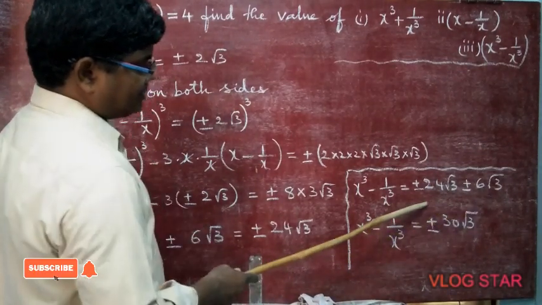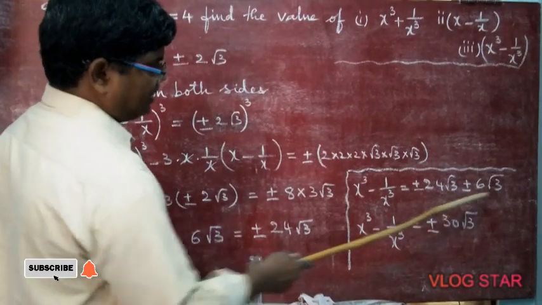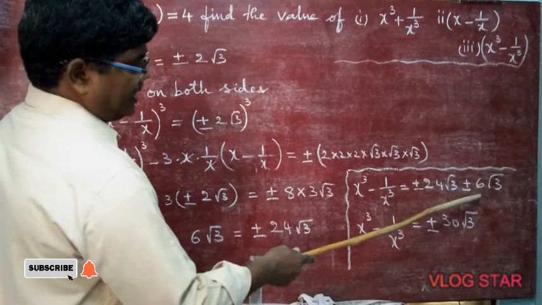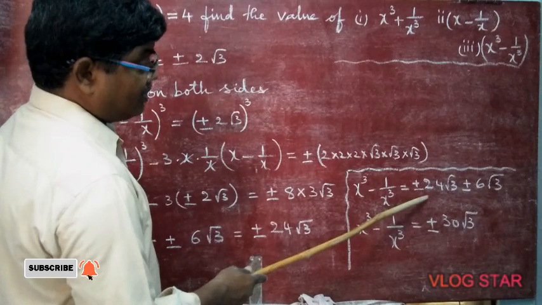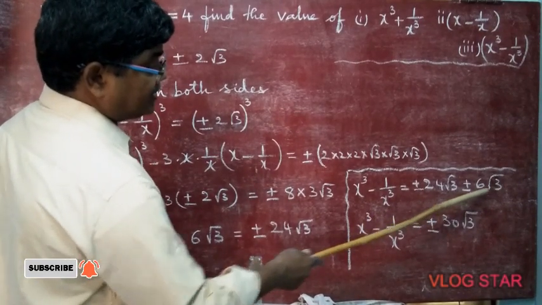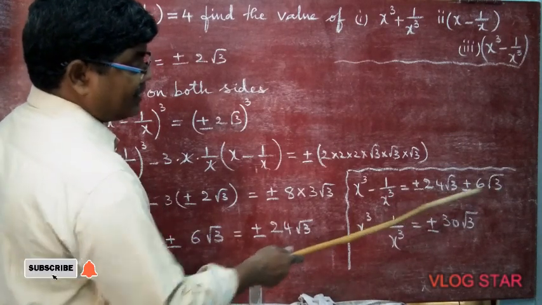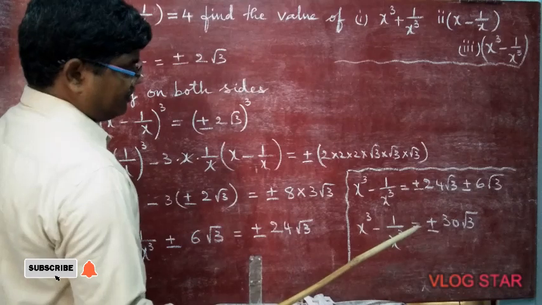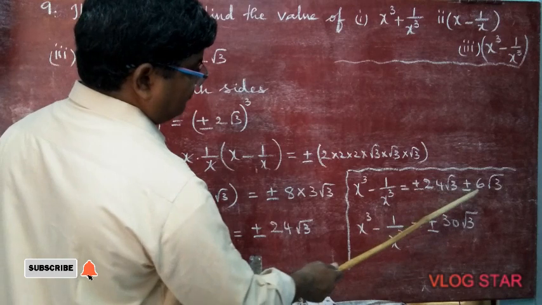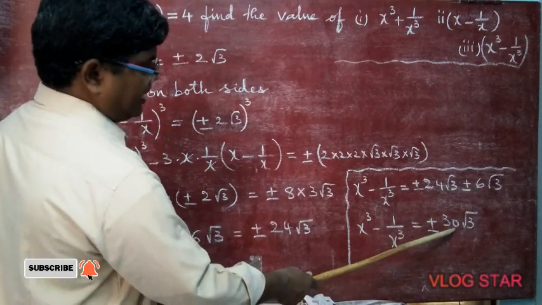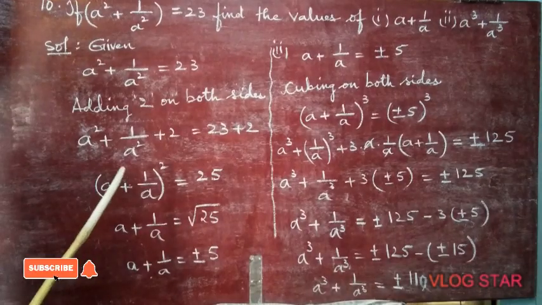Both are like terms. 24 root 3 plus or minus 6 root 3. 24 chocolates. Again 6 more chocolates. 30 chocolates. In the same way, 24 root 3 plus or minus 6 root 3. Same, root 3 and root 3 means we can add. Here root 3 and there root 2, other than root 3 we can't add. So be careful. Now x cube minus 1 by x cube is equal to plus or minus 24 and 6, you are going to add like terms. So 30 root 3 plus or minus 30 root 3.